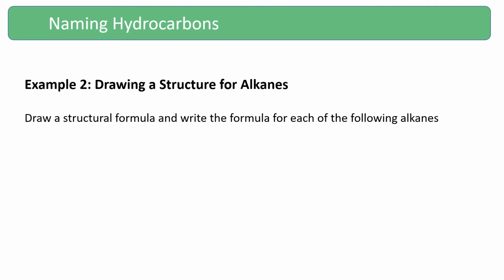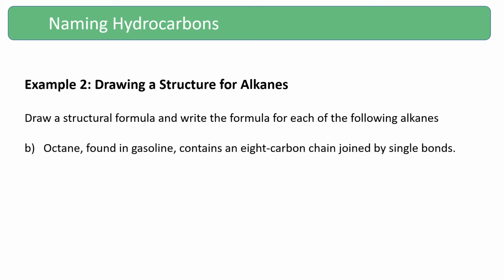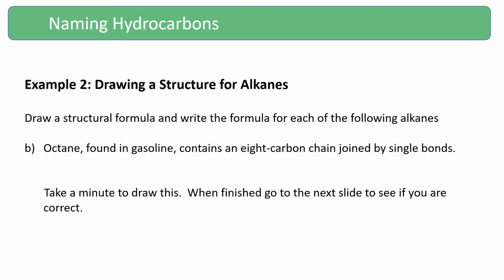Now, draw a structural formula and write the molecular formula for each of the following alkanes. Octane, found in gasoline, contains an 8-carbon chain. 8 and oc mean the same thing, joined by single bonds. Take a minute to draw this. When finished, go to the next slide to see if you are correct. I'll wait.